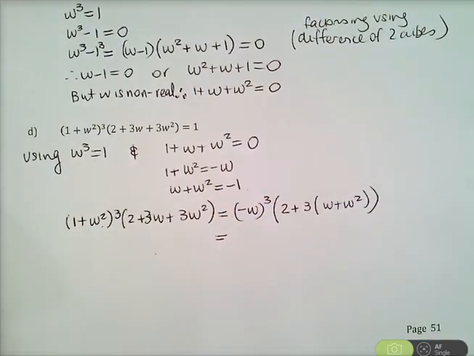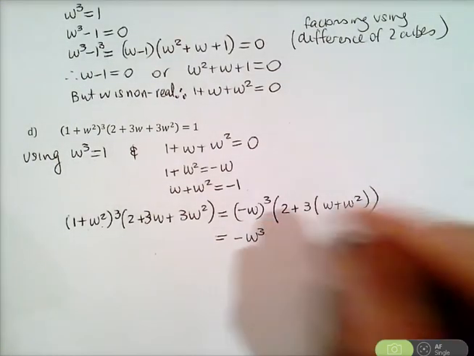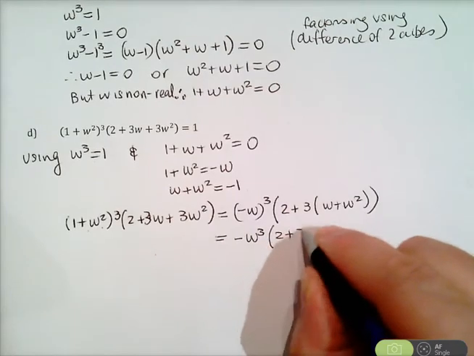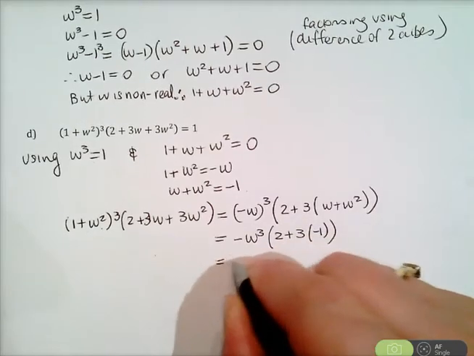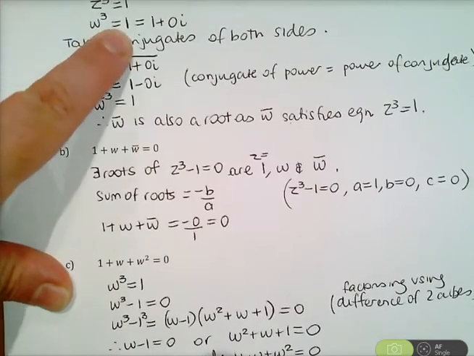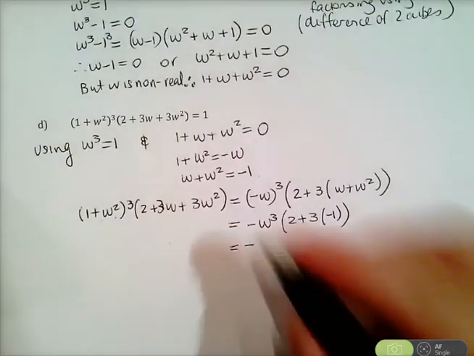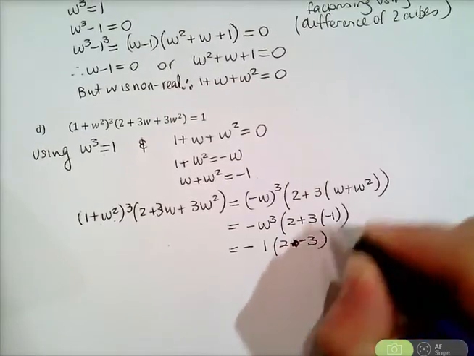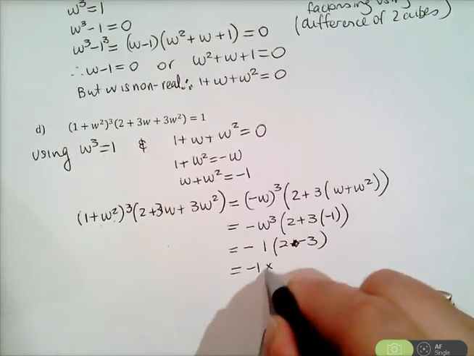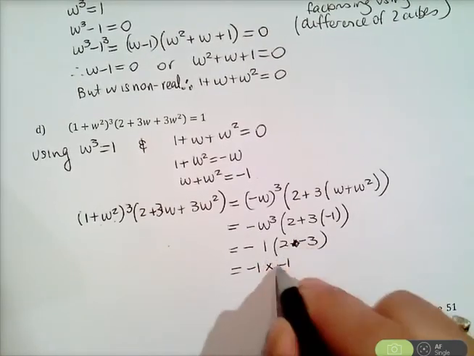Now, negative w cubed, I'll just write that again. So I've got negative w cubed times 2 plus 3 times, now w plus w squared is negative 1. Now I know that w cubed from up here equals 1. So I've got negative 1 times 2 minus 3, which is negative 1 times negative 1, because 2 minus 3 is negative 1, which happens to be positive 1.